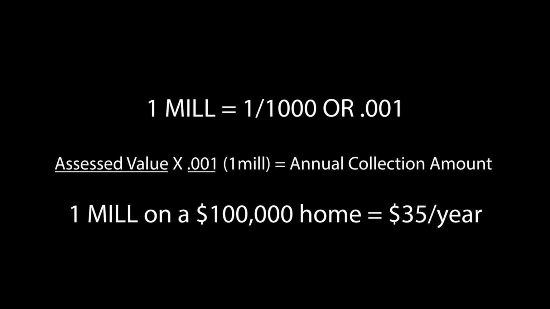So for example, 1 mill. 1 mill is equal to 0.001. So you would take the assessed value, which is $35,000, multiplied by 1 mill. That property would then collect $35 per year for 1 mill.